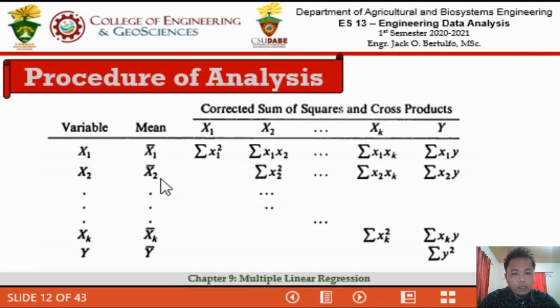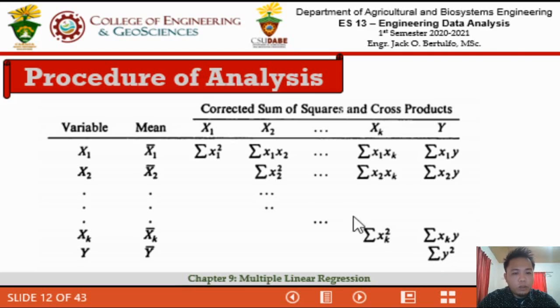Next, the corrected sum of squares for x1, and then the corrected sum of squares for x2. Then, we need to calculate the corrected sum of squares of the cross product of x1 and x2, then the corrected sum of squares of the cross product of x1 and y, then x2 and y. Then, including the corrected sum of squares of y.